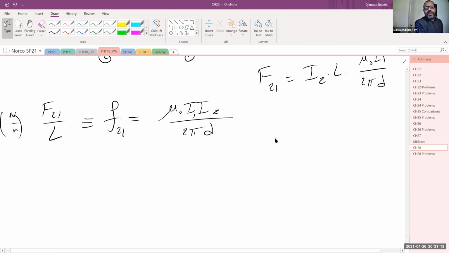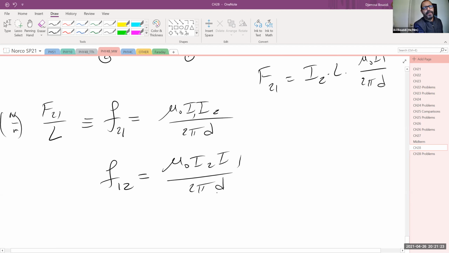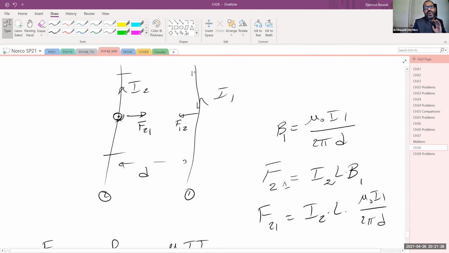So the force per unit length on the first wire due to the second one is going to be mu naught I2 I1 over 2 pi times the distance between them. Now, if the two currents are in opposite directions, if this one is going up and the other is coming down, that is going to be a repulsion. The calculation is the same, except now the current is coming down and the magnetic field is coming out, so the force is going to point in the opposite direction, pushing it away.